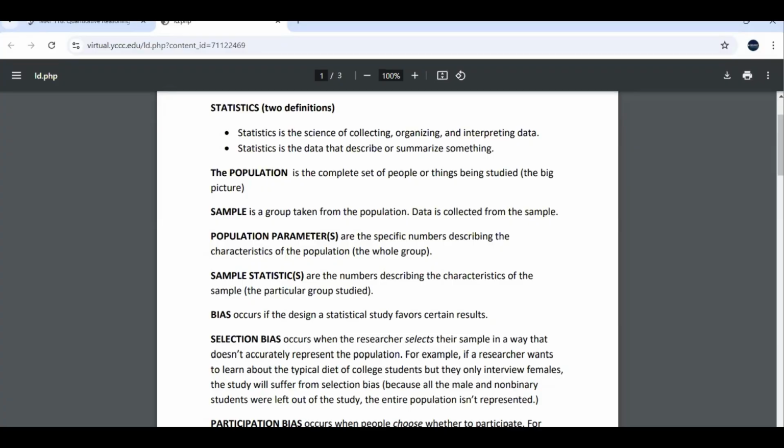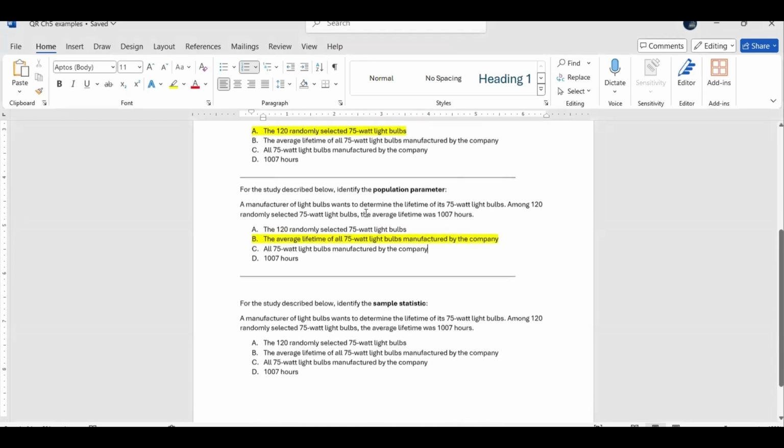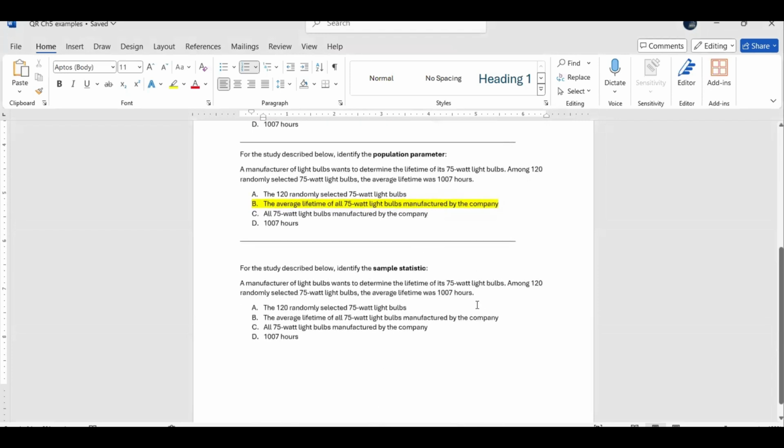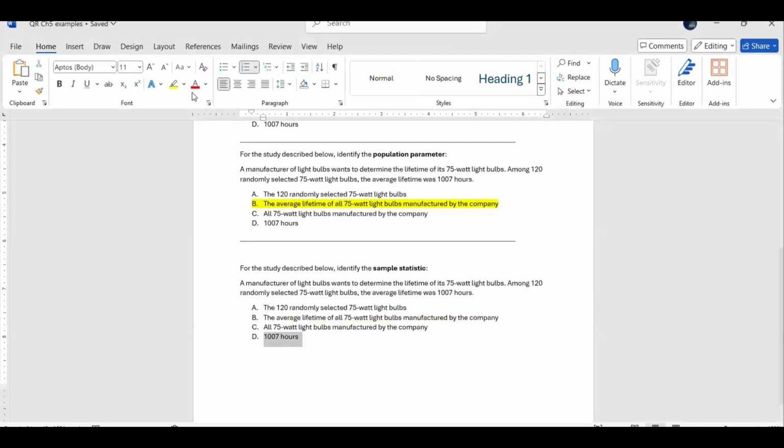Now back at this question. Remember the specific group that they looked at: 120 randomly selected light bulbs. So the sample statistic would have to be data about that specific group. The only specific data we were given about that group was right here. It says among the 120 randomly selected 75-watt light bulbs, the average lifetime was 1,007 hours. That 1,007 hours describes the sample. So that's the data they got from the sample. That is our sample statistic.